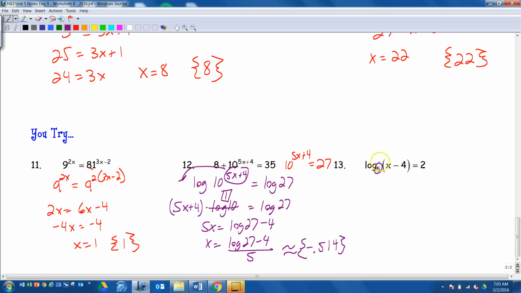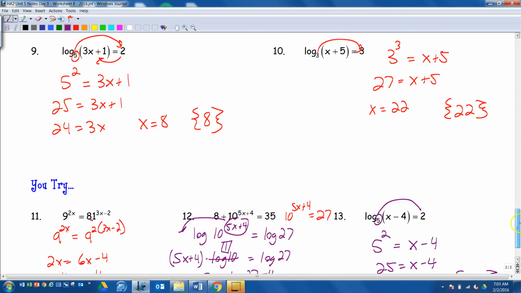This one's a rewrite, so we take 5 to the second power. Always try rewriting into exponential to see if that will help you. So you get 25 equals x minus 4, x equals 29. And sure enough, 29 minus 4 works in there. So we are all set.